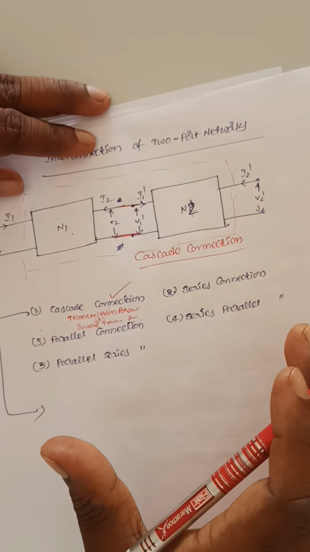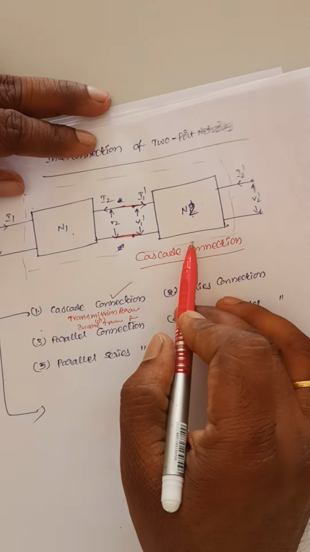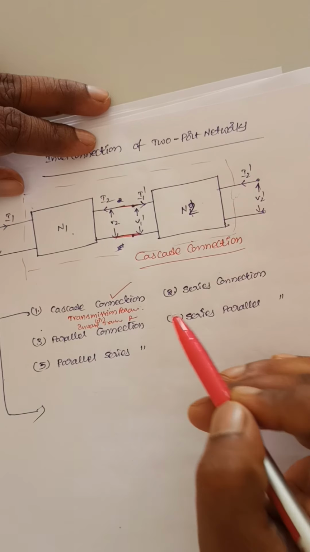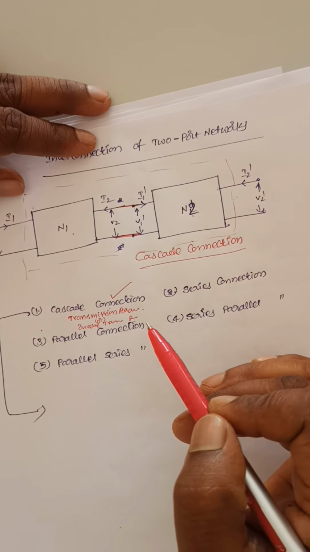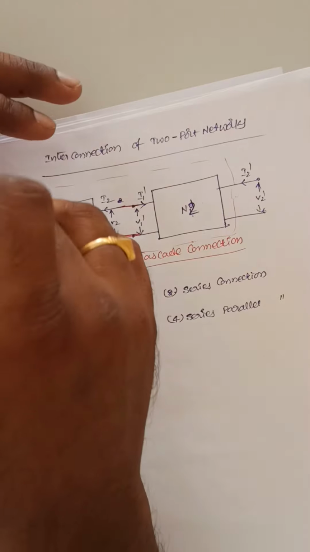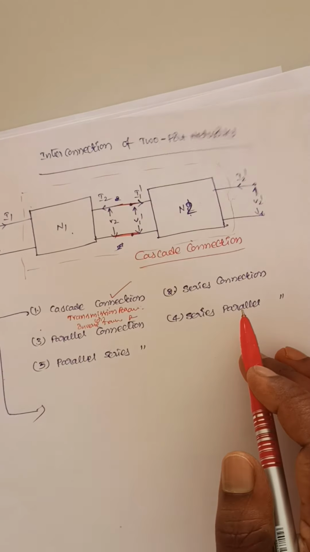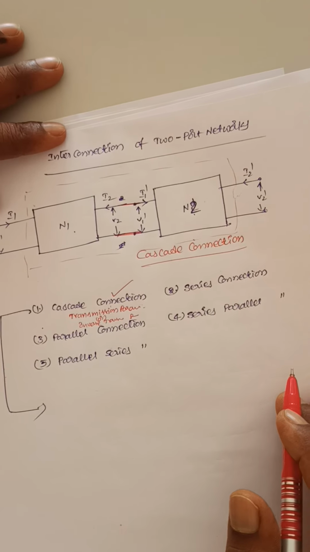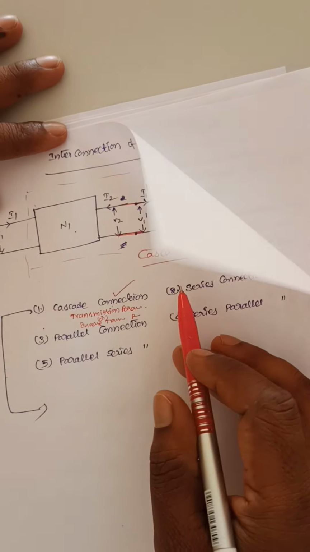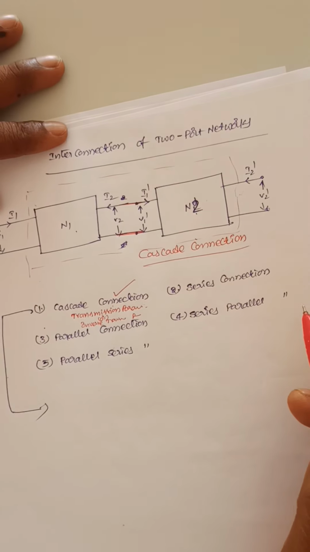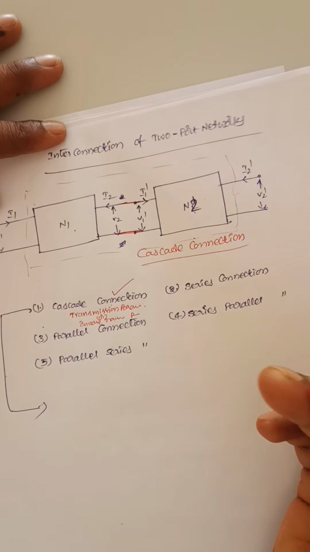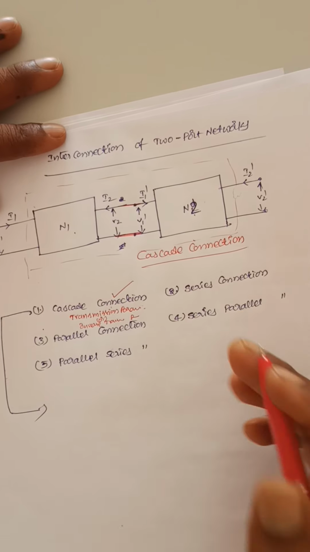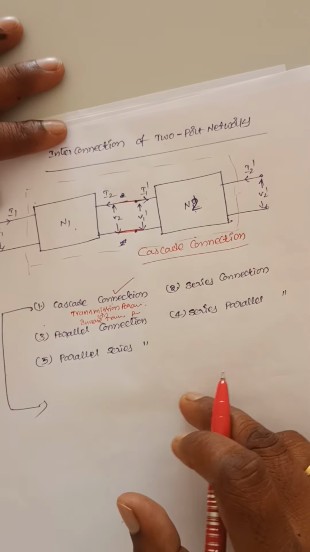So what I want to say here is, for this cascade connection, it is better to calculate the transmission parameters or inverse transmission parameters. So how to calculate these transmission parameters? In this calculation, you will understand why only these transmission parameters are calculated for this cascade connection. Other than that, Z parameters, Y parameters, hybrid parameters are somewhat difficult to calculate for this combination.